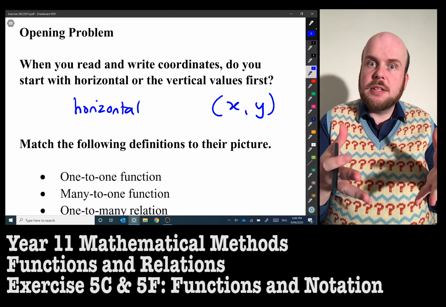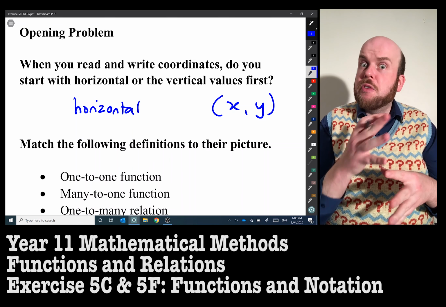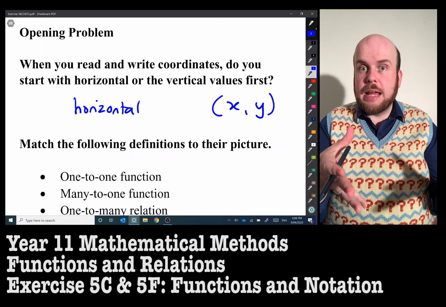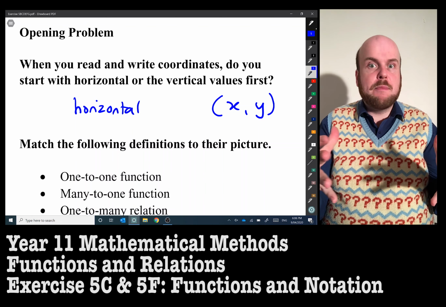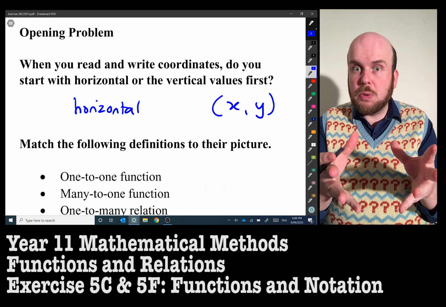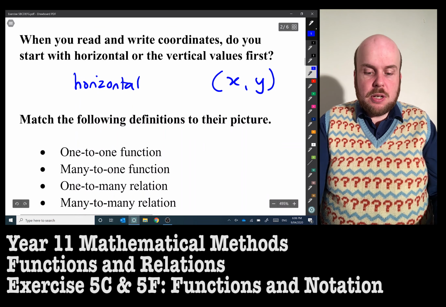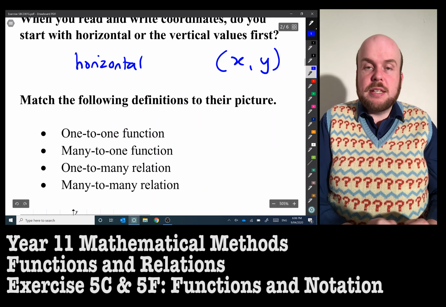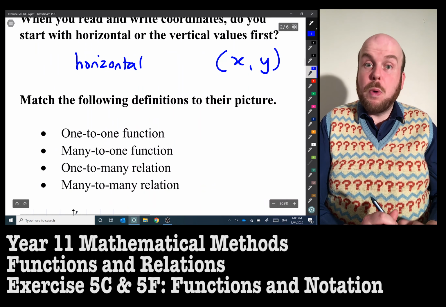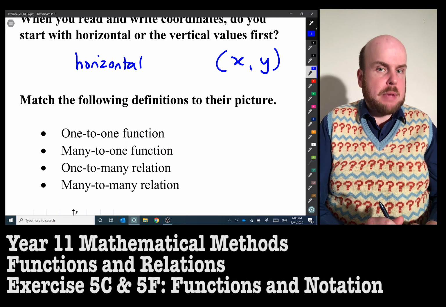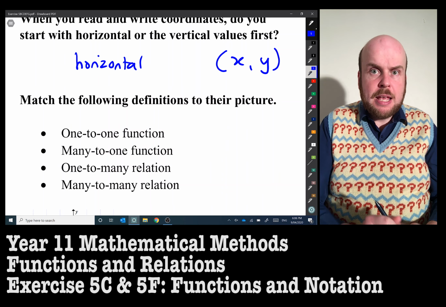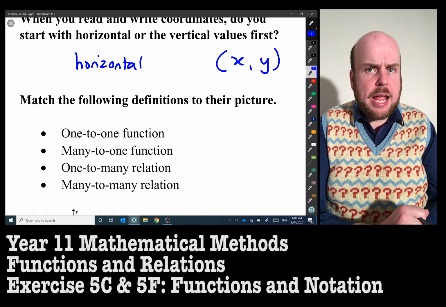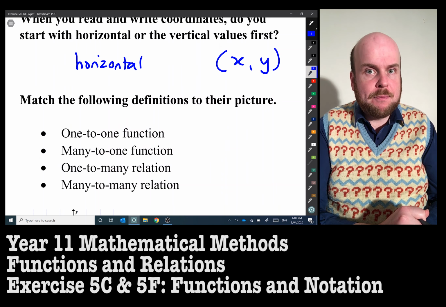So a function is a type of relation. And if you've forgotten what a relation was, a relation is just a name for a set of coordinates. Sometimes there could be an infinite number of coordinates. There might be just a few coordinates. Either way, we've got a series of names here. We've got one-to-one function, many-to-one function, one-to-many relation, and a many-to-many relation. So I wonder how those names relate to that opening problem.